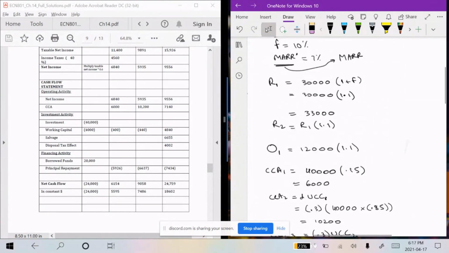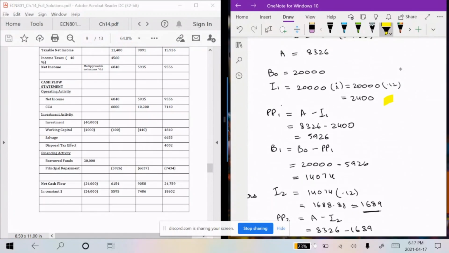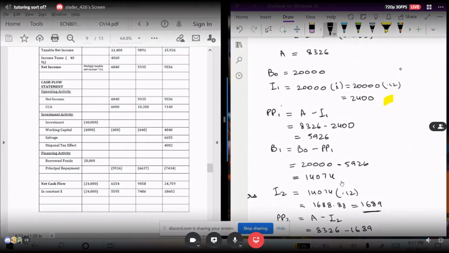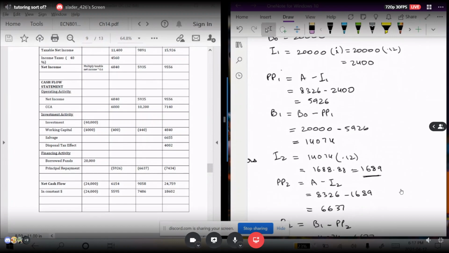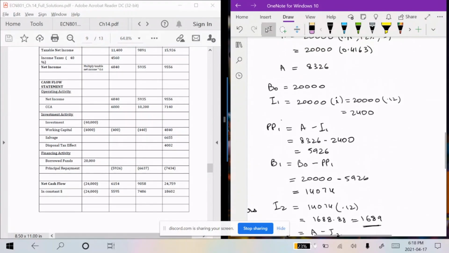It was somewhere here. Then here. Is this the last thing you guys saw? When you got to 2400 and then you found the PP1, that's where we ended. Right. Okay, cool. So what we do for principal payment 1 is you take A and you subtract I1. It was 8326, like we calculated right here. Then minus 2400, so you get 5926.